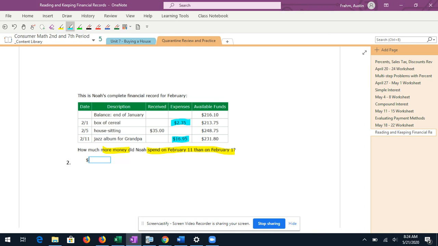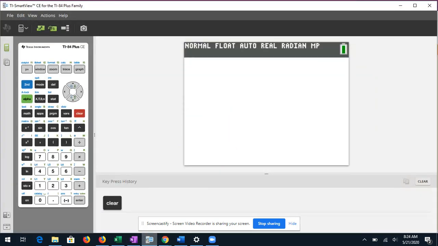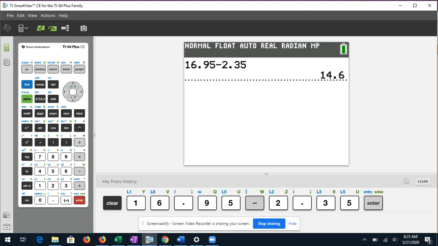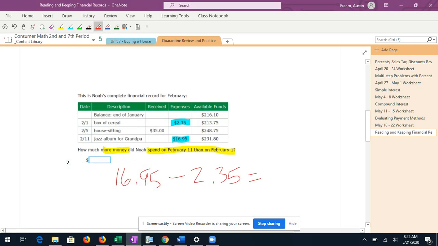All right, so we're figuring out how much more money he spent. So here we need to do some math work. We can take the $16.95 he spent on the 11th and subtract the $2.35 he spent on February 1st. You can either do that in your head or type it into your calculator. If we type it in, we get an answer of $14.60. This would be the answer that we would type in the answer box.